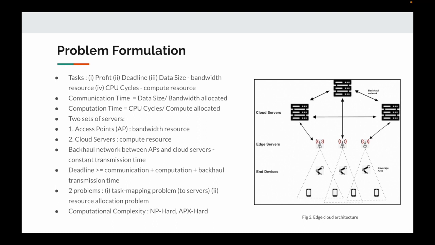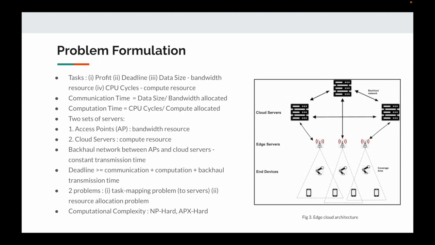So our problem formulation consists of tasks. Each task has 4 attributes: the profit, the deadline, data size, and CPU cycles. And there are 2 sets of servers that each task needs to be allocated to, so one server from each set essentially. The first set consists of access points or edge servers, and they allocate bandwidth resource. The second type is cloud servers, and they allocate compute resource.